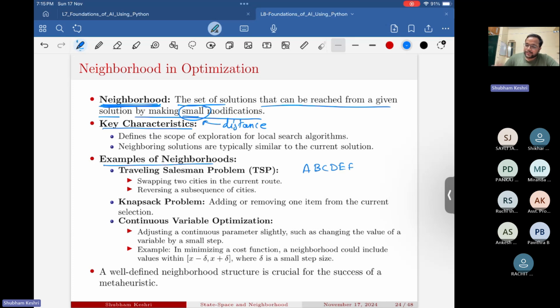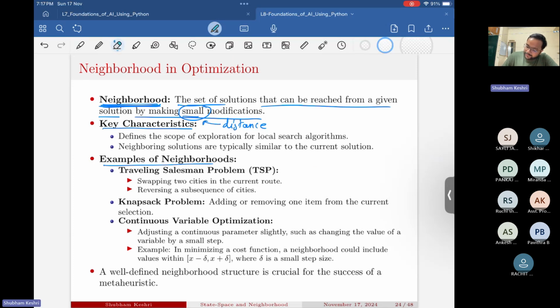Now, if you have a permutation representation, there can be different ways to create a neighborhood. And again, the concept of distance comes. So one neighbor can be a lot further away from the other neighbor. And you might not be able to think of that as a plot. Over here in the real valued case, you are thinking of it as a plot, but over here, you might not be able to visualize that plot. So one neighborhood can be swap.